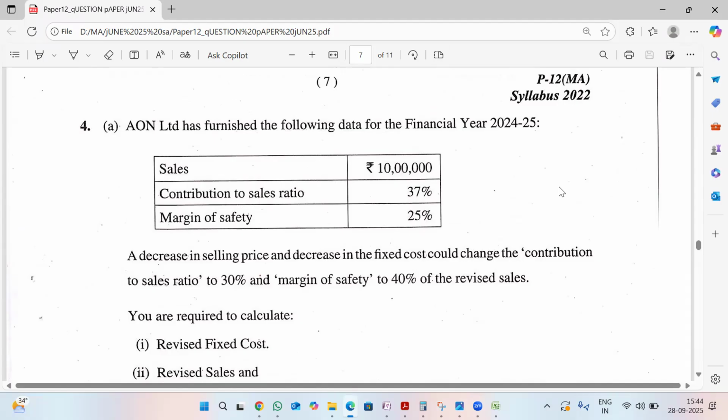So in this video, we are going to see question number 4A. AON Limited has furnished the following data for the financial year 24-25. Sales 10 lakhs, contribution to sales ratio 37 percentage, margin of safety 25 percentage.